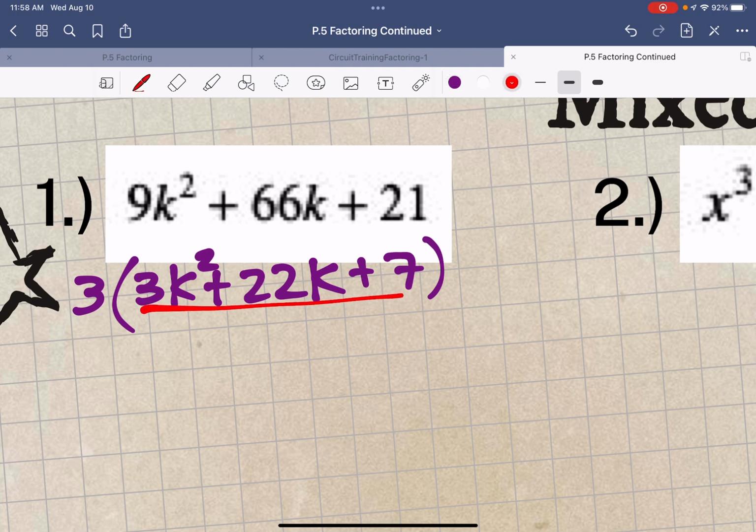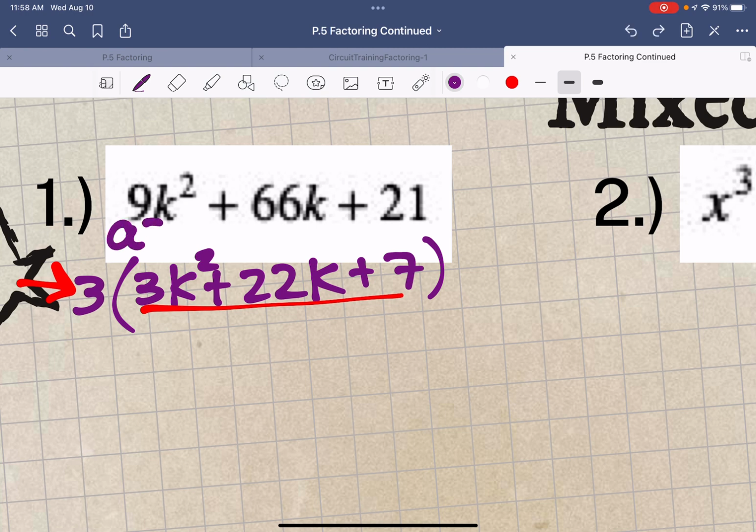So once we have this here, we can't forget about this 3, right? We need to remember it's on the outside, but we can just factor what's on the inside now. So I don't want to forget it. Actually, I'm not going to open the parentheses yet because I'm going to factor this. We just can't forget about that. I'm going to go ahead and label, though.